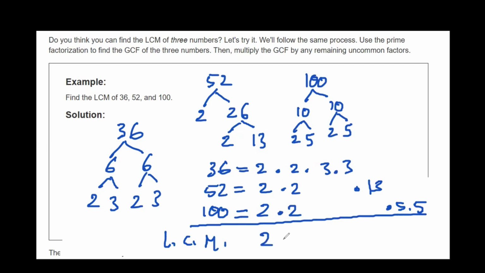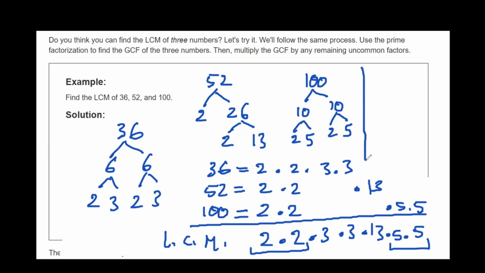2 once, and this 2 once, and this 3, and this other 3, and this 13, and this 5, and this 5. We multiply all these numbers. You understand? So 2 times 2 is 4, correct? And 5 times 5 is 25. So this is 100, because 2 times 5 is 10, 2 times 5 is 10. So this is 100.